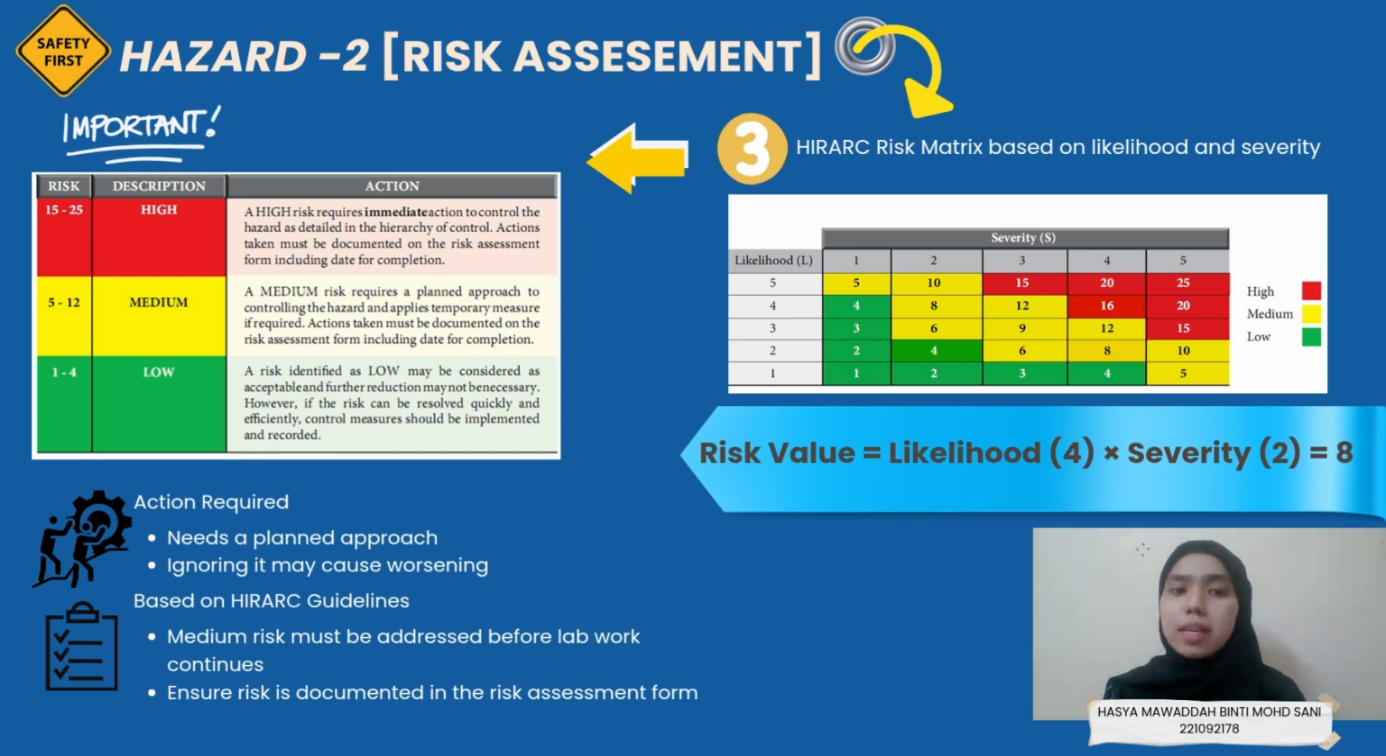So we go into this slide. From the hierarchy matrix, combining the likelihood 4 and severity 3 gives a risk value of 12, which falls under the medium risk category. According to hierarchy guidelines, a medium risk hazard must be addressed with a planned approach. We cannot leave it unattended as environmental factors like heat or dust may worsen the condition over time. Most importantly, the risk must be documented clearly in the risk assessment form before lab activities continue.